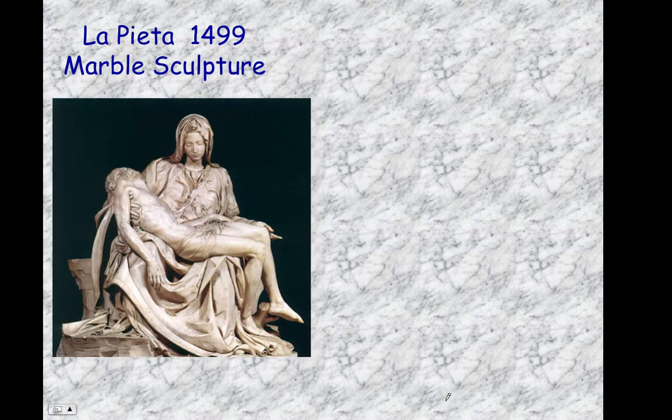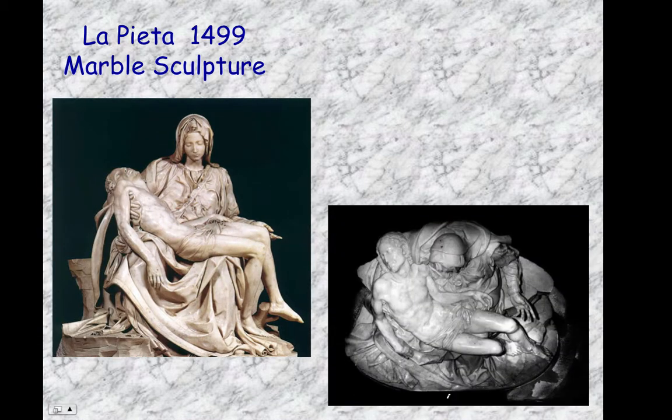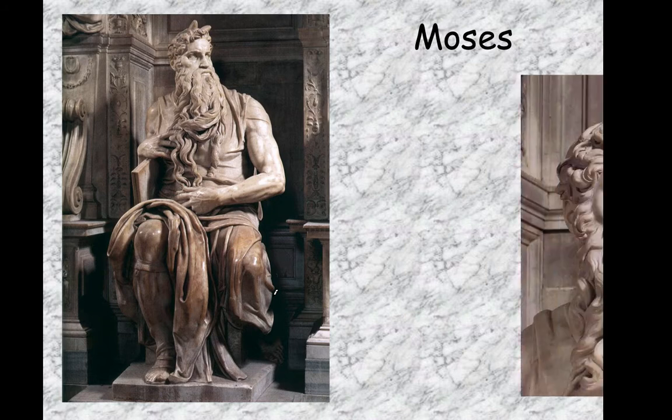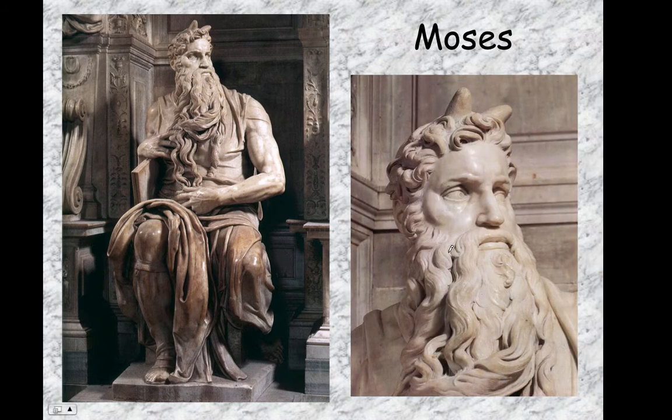Here's another marble sculpture. Again, realistic humanistic emotion. Here's Moses. You can tell that guy looks pretty realistic, right? Even down to the detail on the eyebrows.